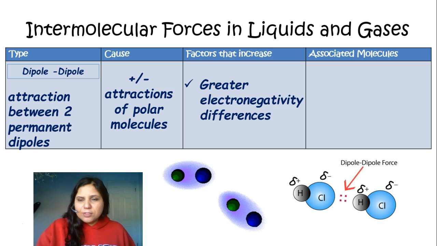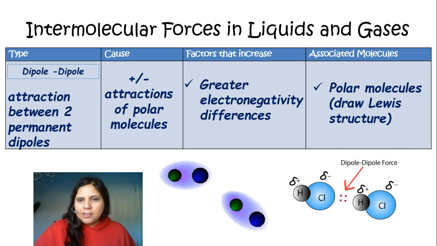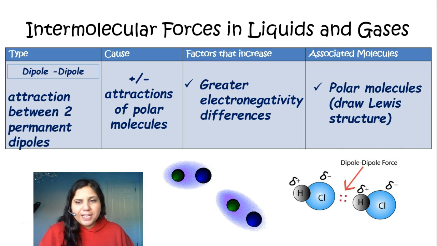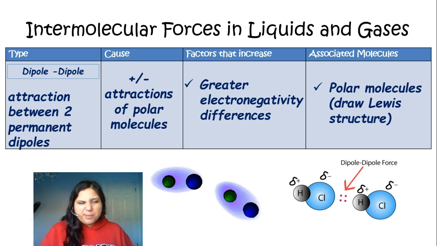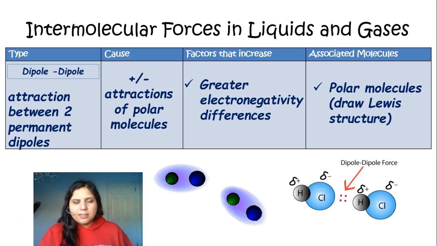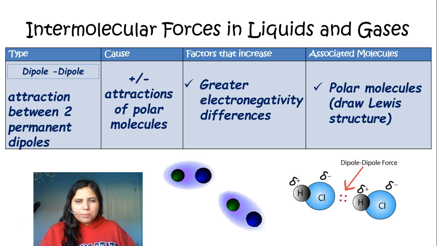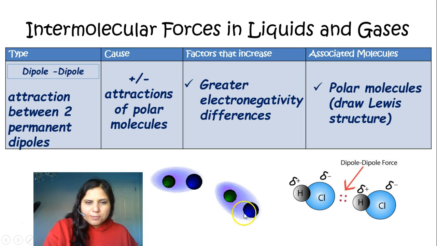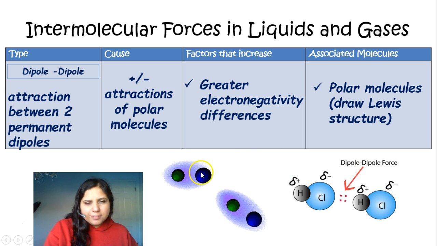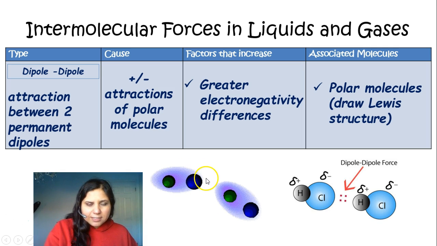All right. Associated molecules, anything that's polar. So you might need to draw the Lewis structure, or if you have something easy like HCl, you can see that hydrogen and chlorine are pulling those electrons at different strengths, so it's already polar. All right. So here we see this little animation of a hydrogen and a fluorine, or chlorine. And so this positive end is attracted to this negative end.